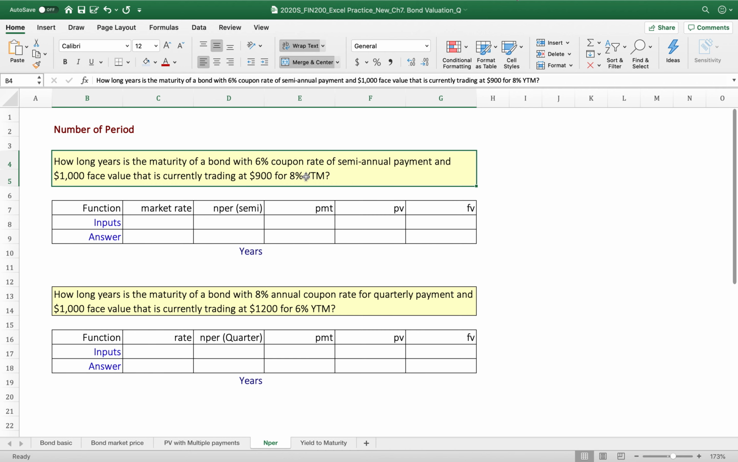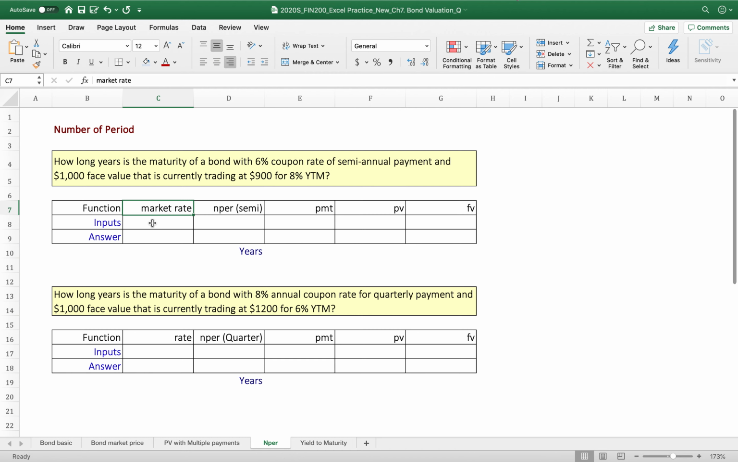Okay, so YTM represents the market rate. So when you put the rate input, it should always be the market rate. You do not put the 6% coupon rate there. The coupon rate is only for calculating the coupon payment on a semi-annual basis. So the market rate is 8%.